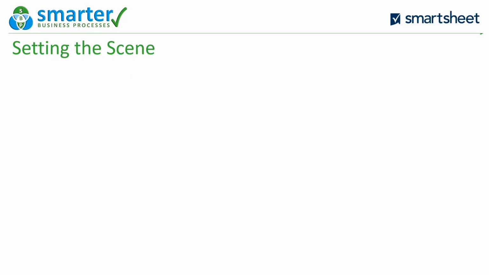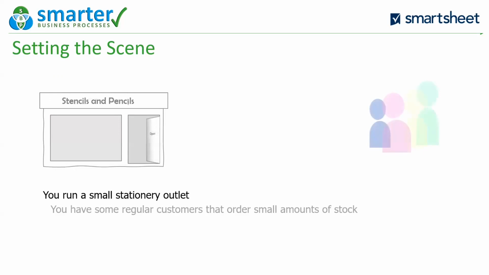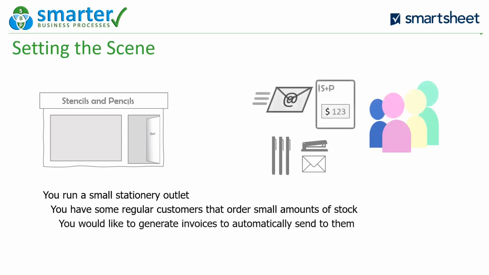In order for me to demonstrate this feature, I've got a scenario that I've set up. I just want to set the scene for you so that you can understand the scenario that I'm using. We are now all running a small stationery outlet. We have some regular customers that order very small amounts of stock from us. I'm just limiting it to like 2 or 3 lines an order, so you're not going to be sat there watching me enter rows and rows and rows of data. But you would like a solution whereby you can generate invoices automatically and send them once you've processed the orders.